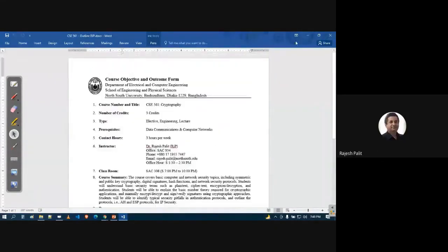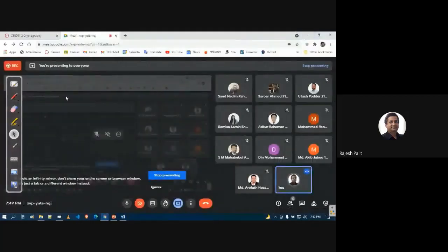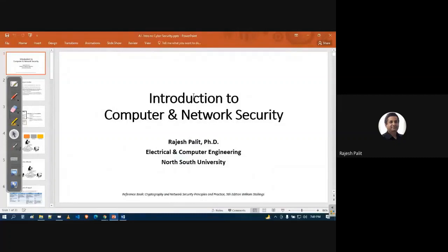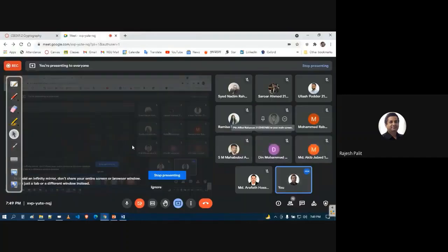No. Okay. So this is the course outline, and today let us start with the first slide, the introduction to cyber security. In this slide, we will be learning some very early, introductory terminologies used in cyber security, or computer and network security. Because there are only 12 students, the undergrad students are absent since they have already done this class.